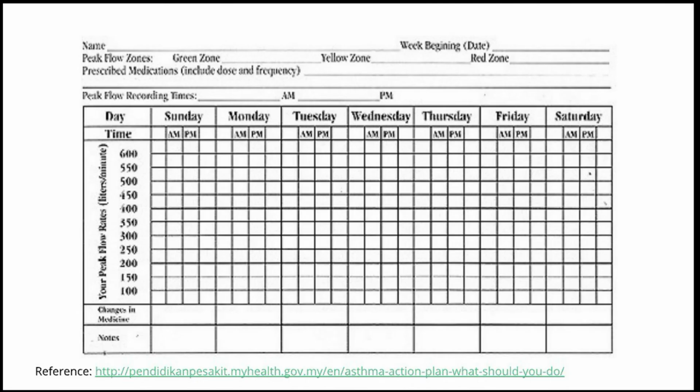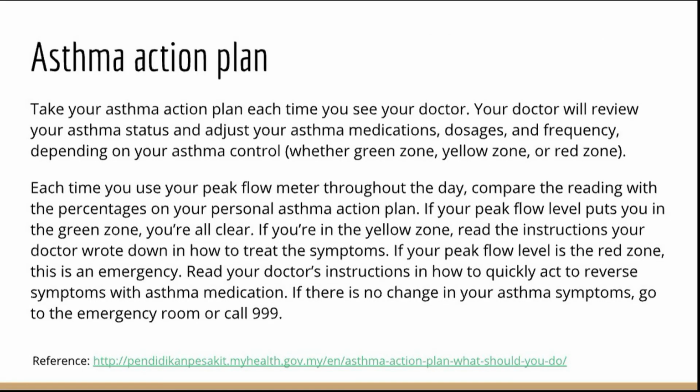In the peak flow chart, there are specifically assigned green, yellow and red zones set by the doctor according to different follow-ups. The peak flow rate will be recorded and the patient has to take note whether it falls under the green zone, yellow zone or red zone.